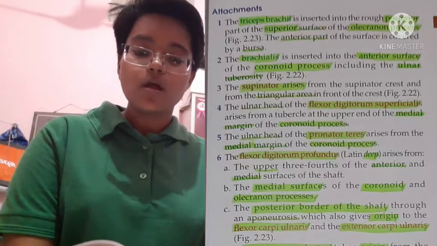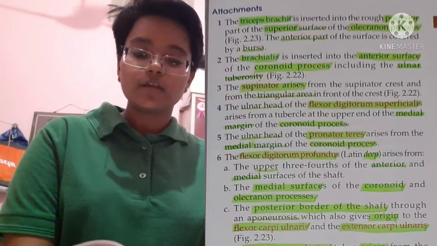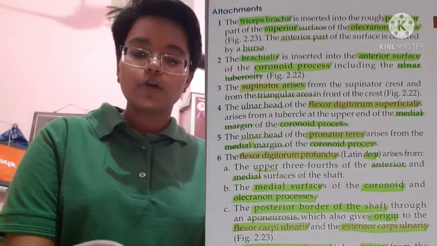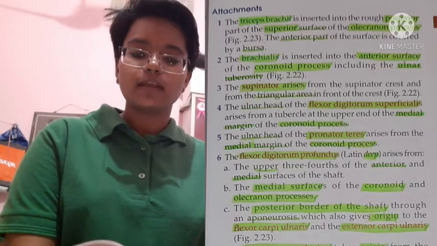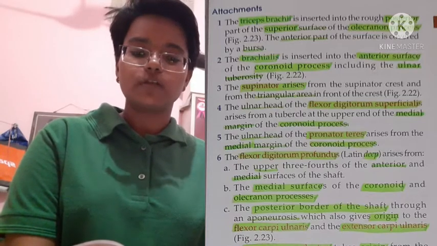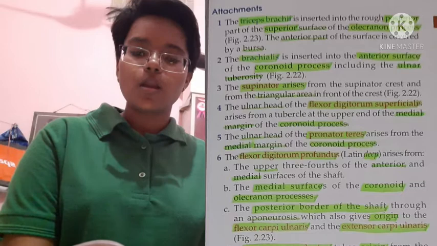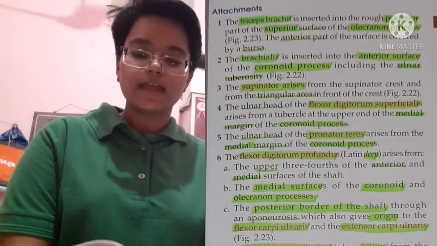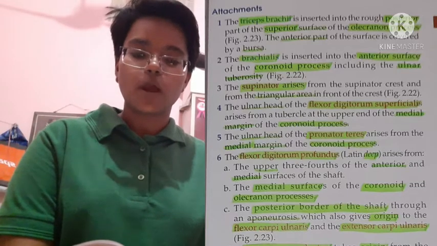The supinator arises from the supinator crest and forms the triangular area in front of the crest. The ulnar head of the flexor digitorum superficialis arises from a tubercle at the upper end of the medial margin of the coronoid process. The ulnar head of the pronator teres arises from the medial margin of the coronoid process.